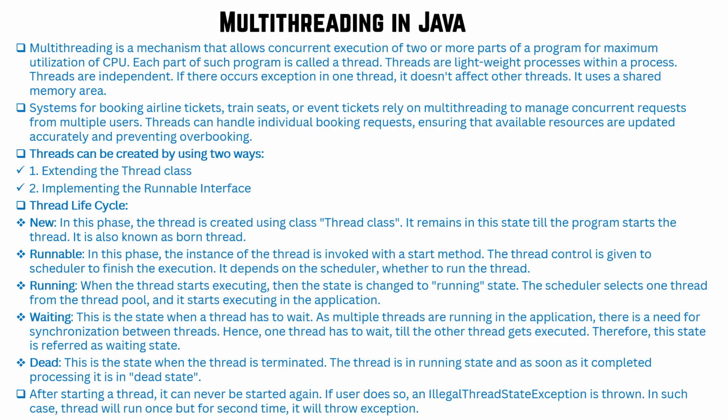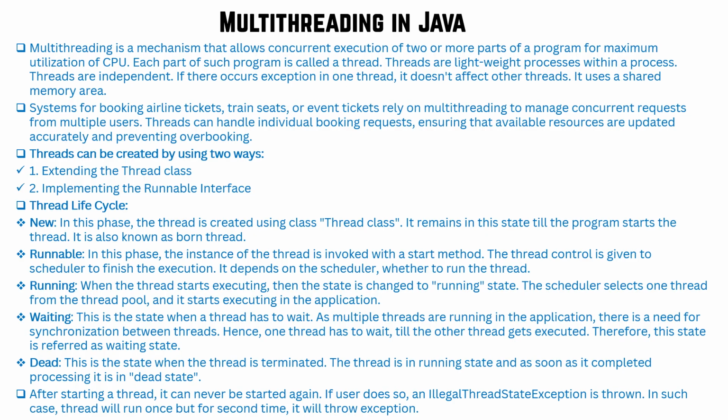Runnable: in this phase, the instance of the thread is invoked with the start method. Here we need to use the start method to invoke a thread. The thread control is given to the scheduler to finish the execution. It depends on the scheduler whether to run the thread or not. Then running: what is the actual structure? There will be a thread pool where a lot of threads will be there, and there will be a scheduler, and the scheduler will decide which thread needs to work. They will be released, pick up their work, and as and when they finish, the scheduler will instruct them to take the next job. So that is the way.